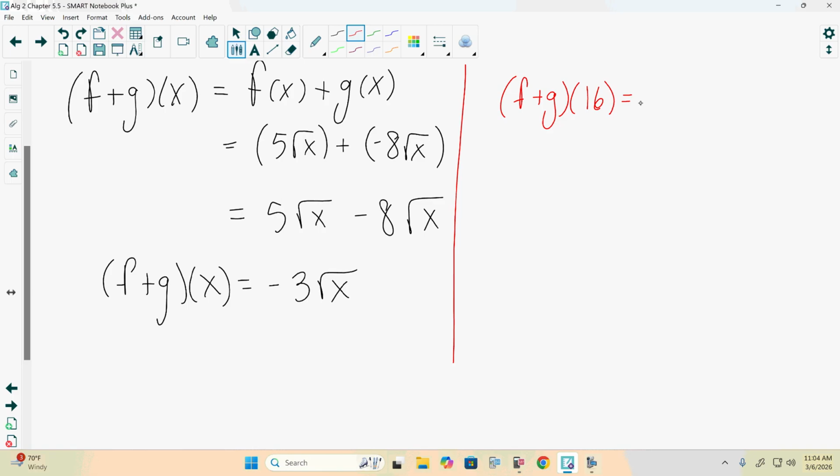Now we need to evaluate when x is 16. So we take the new function we have and replace x with 16. We can do this in the calculator, and it will tell us exactly what it is. Luckily for us, the square root of 16 is nice, because the number times itself that gives us 16 is 4. And negative 3 times 4 is negative 12. So f plus g of x in this case would be negative 3 square roots of x, and when x is 16, f plus g of x, the sum, is negative 12.